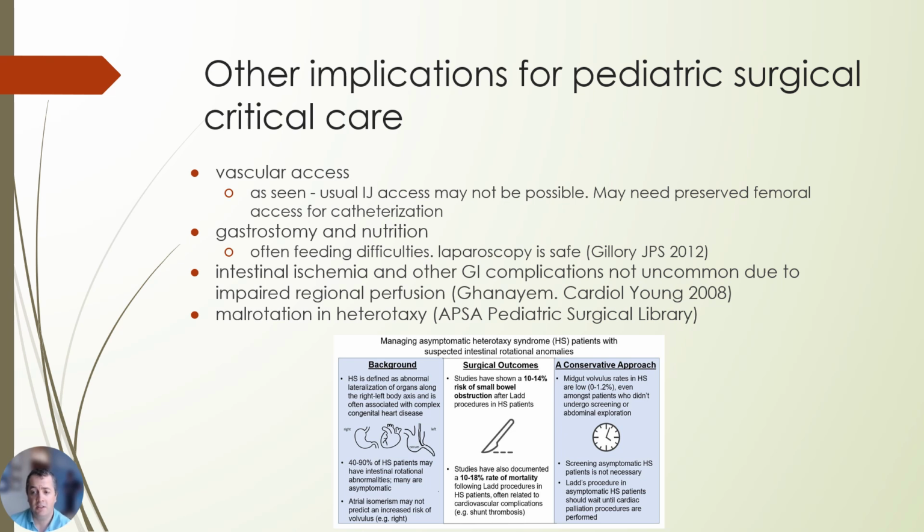Other implications in the setting of congenital heart disease for pediatric surgical critical care. If you're at an institution where you might be responsible for vascular access, keep in mind that the usual IJ access may not be possible, and you also may need to preserve femoral access for catheterization. So just talk to the cardiac surgeons and see which veins they may be open to using. These babies often have failure to thrive, slow weight gain, poor PO feeding, and require G-tubes.